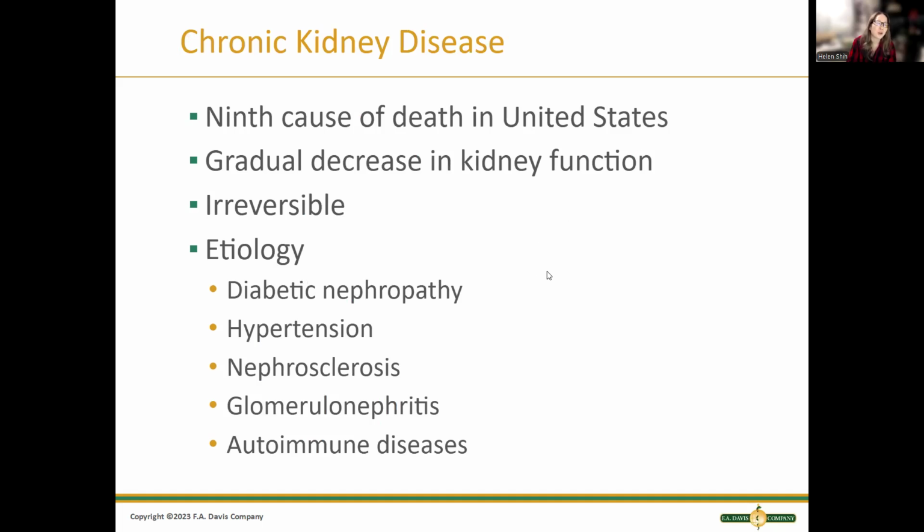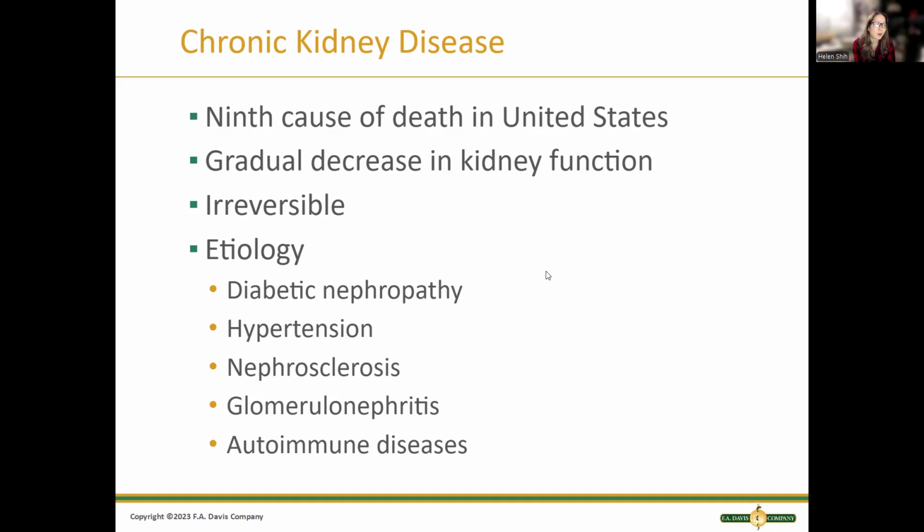Now, moving into chronic kidney disease. This is the 9th cause of death in the United States because there is a gradual decrease in kidney function. A lot of times people don't realize that it's happening until it's too late and they may be at a step where they need dialysis. This is irreversible damage. Once your kidneys have developed chronic kidney disease, it means that several nephrons have already died as part of the process. And so their GFR is going to be really low. And once a nephron dies, it cannot be revived, it cannot be replaced.